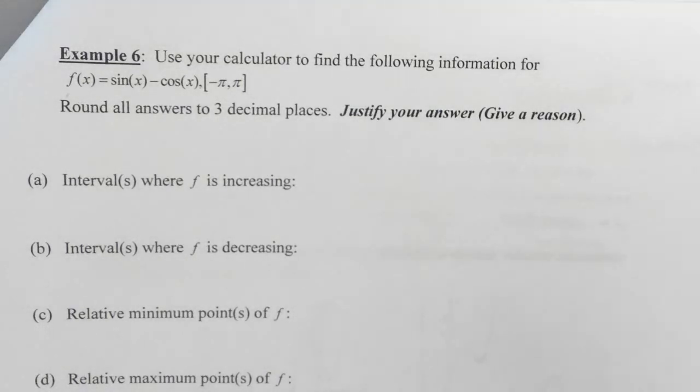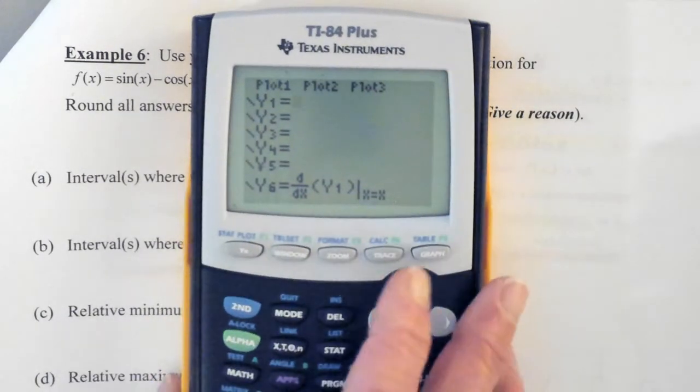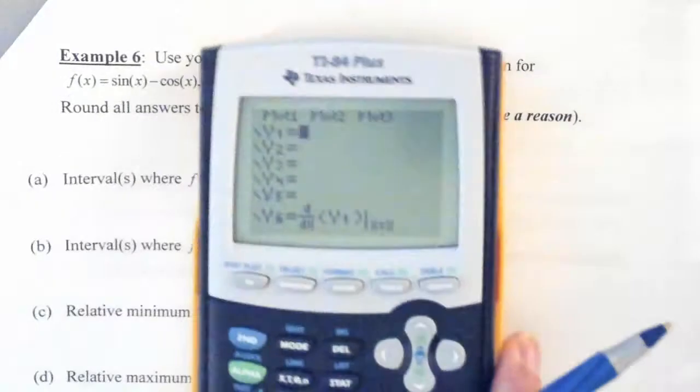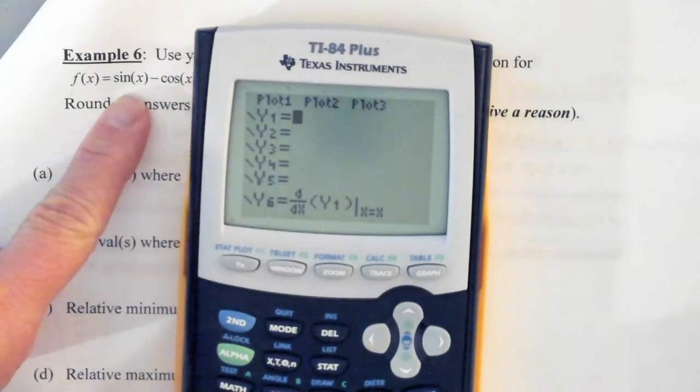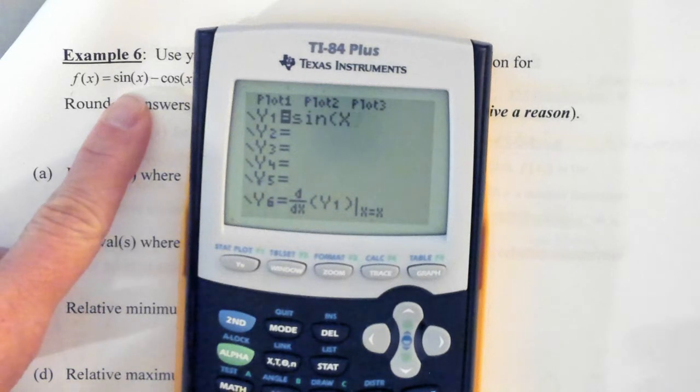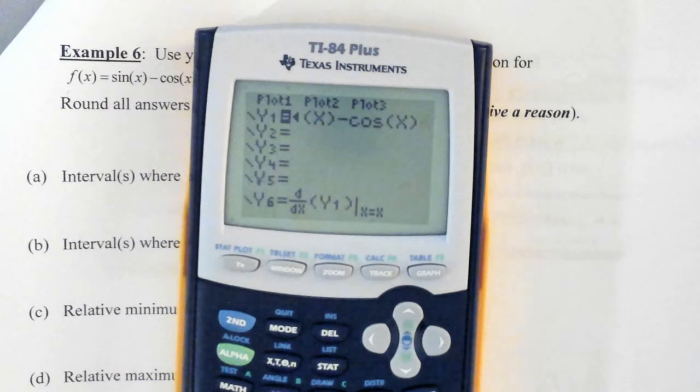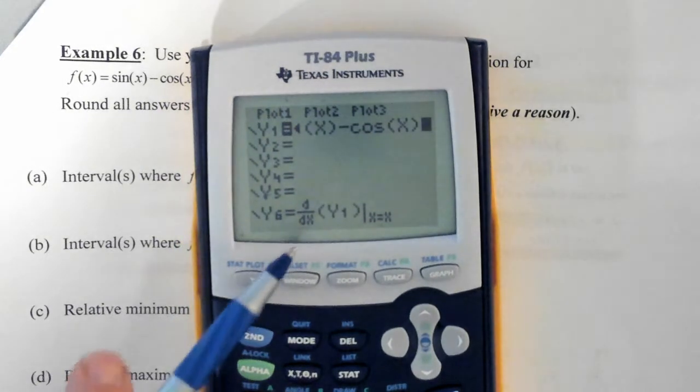Now we get to give answers in decimal form. Okay, so we went around to 3 decimal places. So the first thing we want to do is go into y equals, and I'm hoping that you still have your derivative stuff here on the bottom. If you don't, you need to remember how to do it. Okay, so I'm going to put this function in. We've got the sine of x, and minus the cosine of x. And if you forget, I will go through one time how to put this in the calculator.